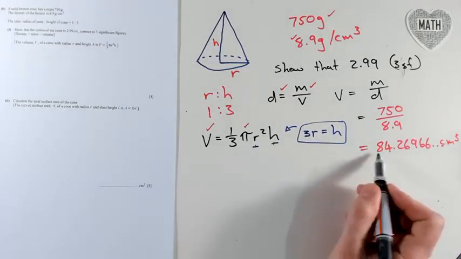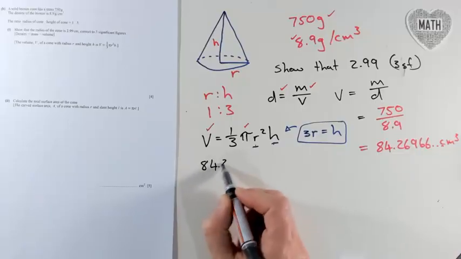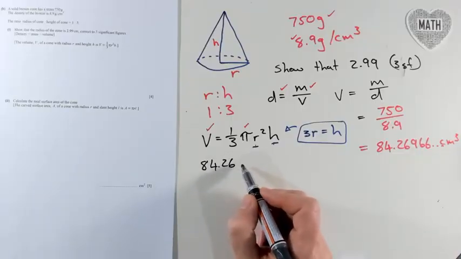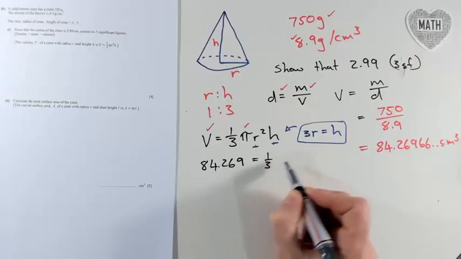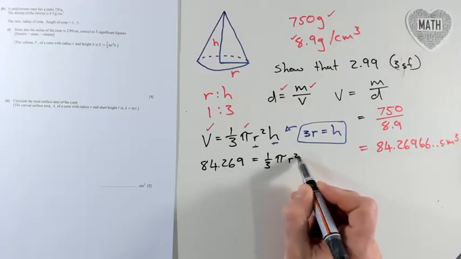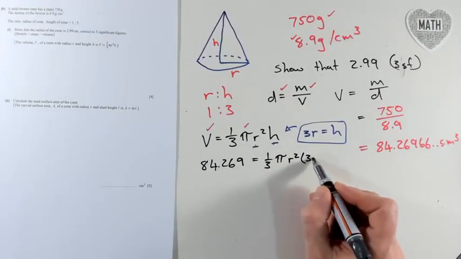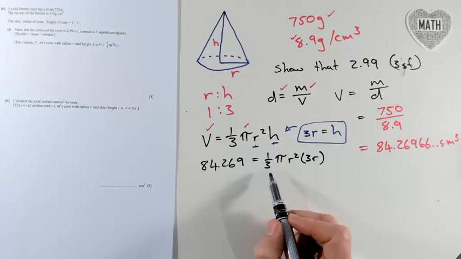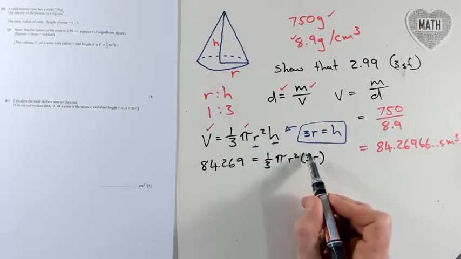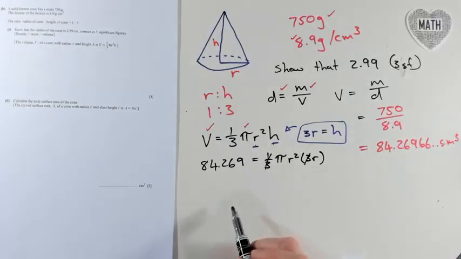So I'm going to restart with 84.269. Just keep that on my calculator. 84.269 is equal to a third pi r squared, and that is multiplied by 3r. And now it's just kind of rearranging this. So I'm going to divide both sides by, what am I going to do? Let's see. Oh, really interesting. This 3 and that third, they're just going to cancel out, right? 3 times a third is 1. So that doesn't really change anything for us.